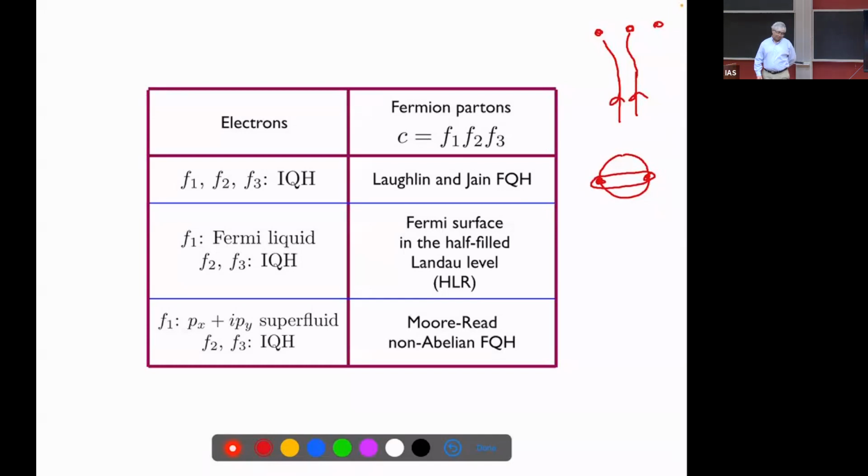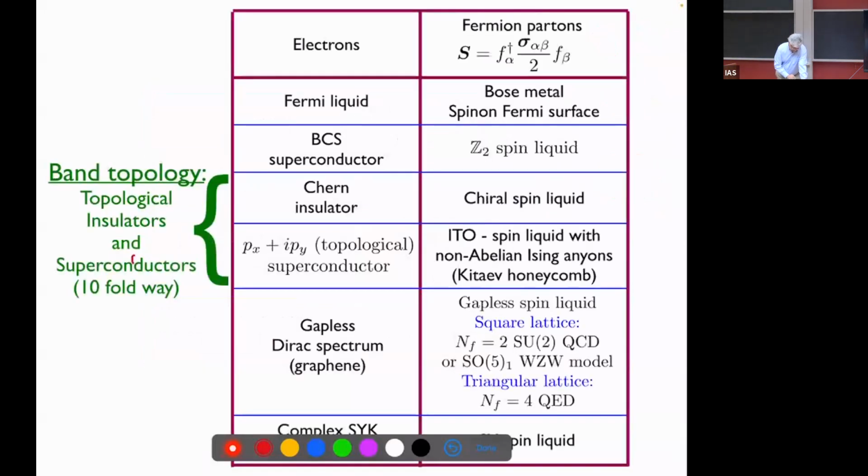Yes, but also you need a non-trivial topology. This p_x plus i p_y has topology in the sense of band topology. So even for free fermions, the Bogoliubov quasi-particles have Majorana edge states. So you need those. Again, there's some topology that comes from the band structure, and there's the other topology coming from the gauge field, and you have to put it all together.